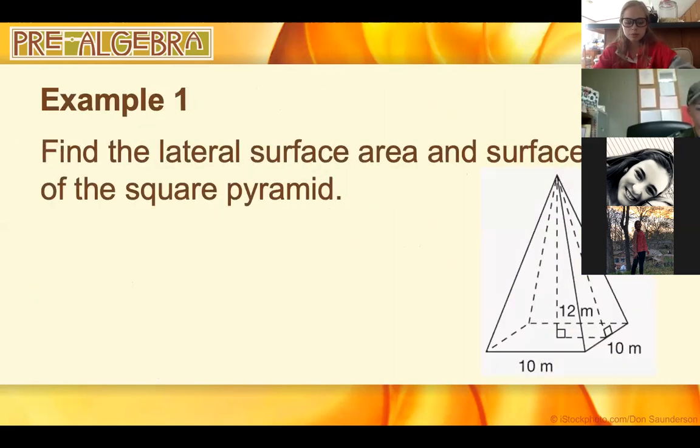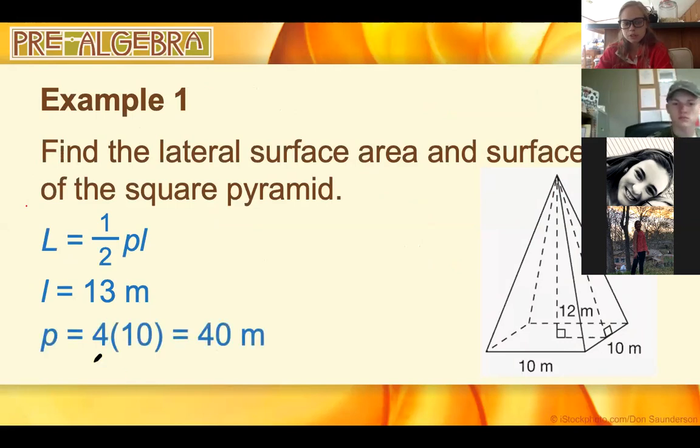So here's an example. Find the lateral surface area and the surface area. So first off, let's find the lateral surface area. This is a pyramid, so it's equal to 1/2 times the perimeter times L. Let's take a look at the base. The base is a square, so what's the perimeter of a square? 4 times one of the sides, 4 times 10. So the perimeter is 40 meters.